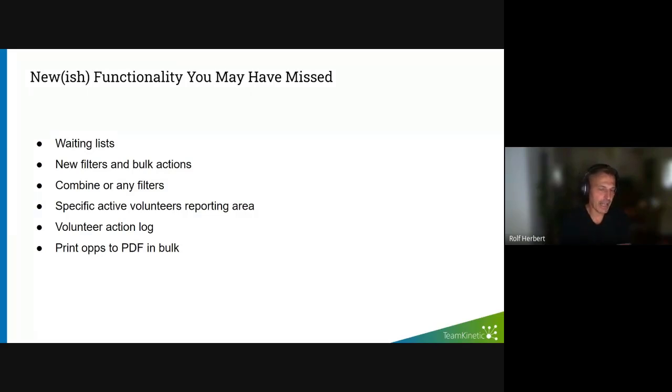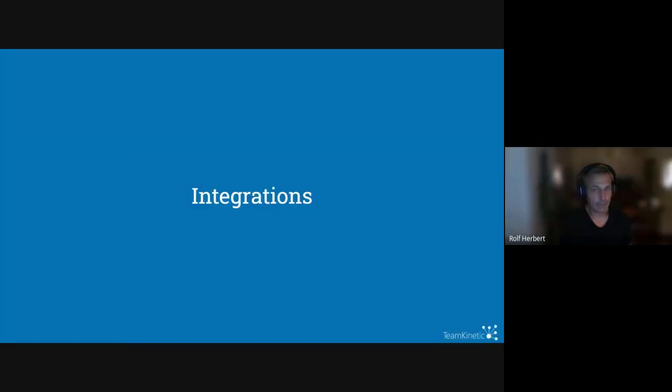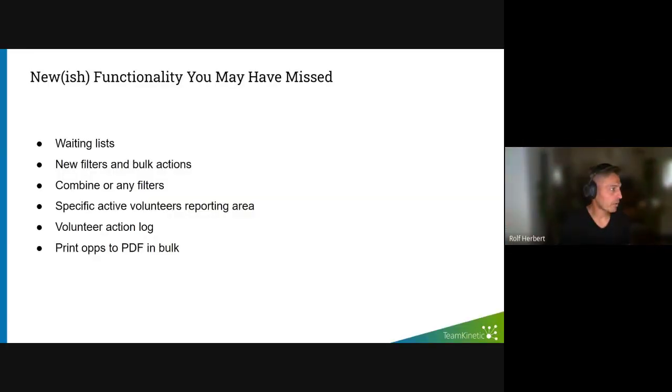The combining and any filters on the volunteer search, a new specific active volunteers section in the reporting area, the volunteer action log. I'm looking for some feedback about that screen as well. And also this idea of printing ops to PDF, which a particular customer asked for. So it was slotted in between releases, so people would not have noticed that was there. So I'm going to swap screens a section a minute, just so I can show you how the waiting list works. So just bear with me when I get the right screen up.